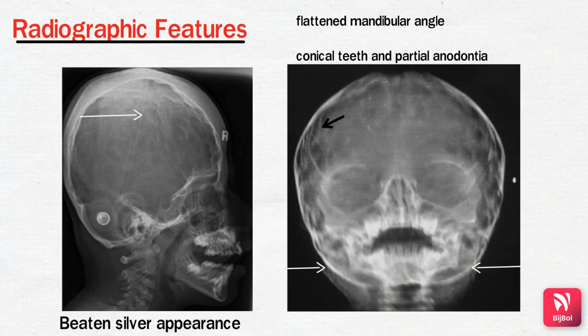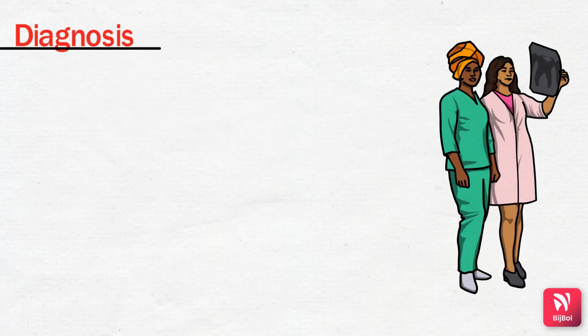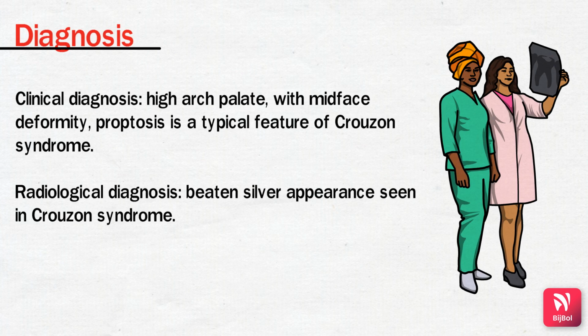Other malformations would be malformation of the calvarium, flattened mandibular angle, conical teeth and partial anodontia. Moving to the diagnosis. High arched palate with mid-face deformity and proptosis is a typical feature of Crouzon syndrome. And radiographically, beaten silver appearance in the skull will give us a point diagnosis for these lesions or diseases.